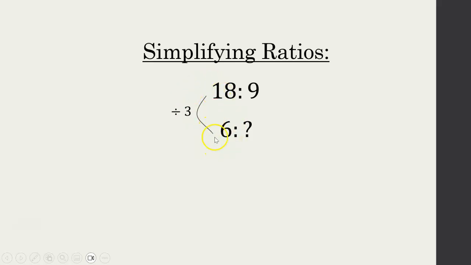Whatever I do to the left-hand side, I have to do to the right-hand side. So 9 divided by 3, well, what's that going to be? That's going to be 3. So we have another 18 is to 9.